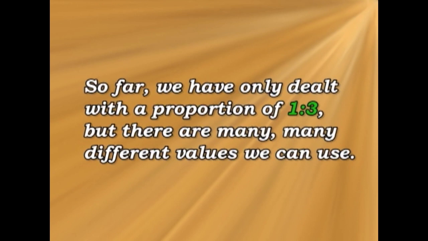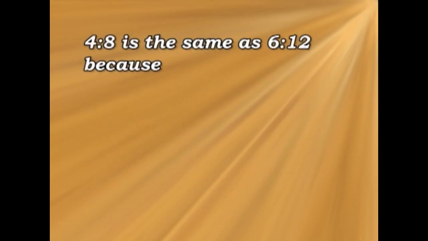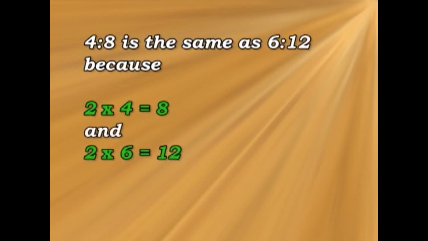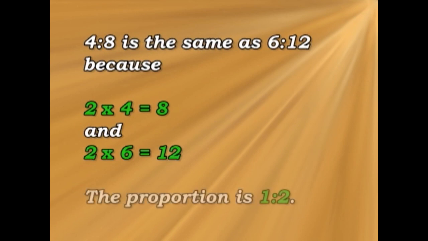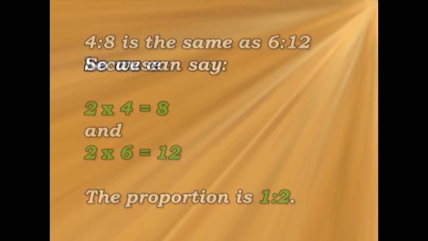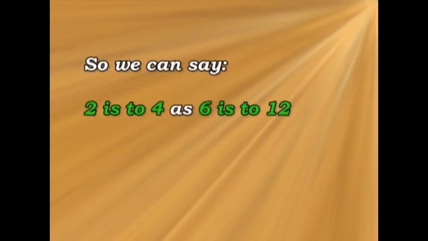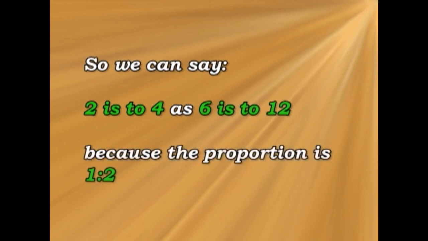So far, we've only dealt with a proportion of 1 to 3, but there are many, many different values we can use. 4 to 8 is the same as 6 to 12, because 2 times 4, that's 8, and 2 times 6, that's 12. This proportion is 1 to 2. So we can say 2 is to 4 as 6 is to 12, because the proportion is 1 to 2.